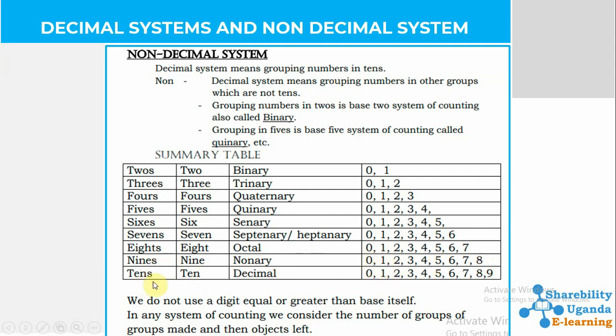Now when we write them in tens, which most people know, we call it decimal. This is how it is written: 0, 1, 2, 3, 4, 5, 6, 7, 8, and 9. This is our decimal system. And we do not use a digit equal to or greater than the base itself. In any system of counting, we consider the number of groups made and the objects left. That is what they are trying to mean.